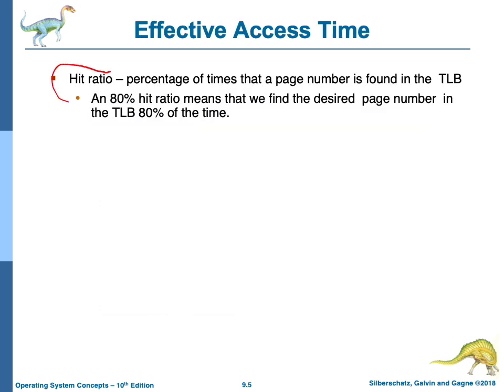So here we will define something called the hit ratio. It's the percentage of time that a page number is actually found in the TLB, which means a hit. If we say we have a hit ratio of 80%, this means that 80% of the time we find the desired page number in the TLB.